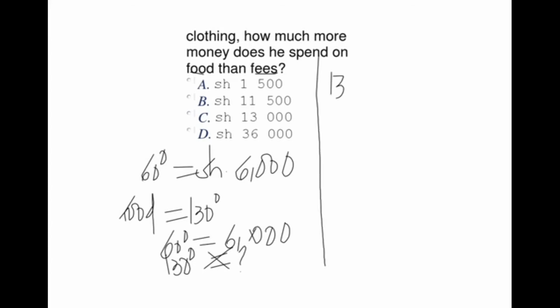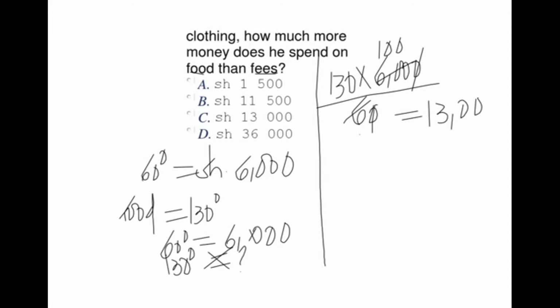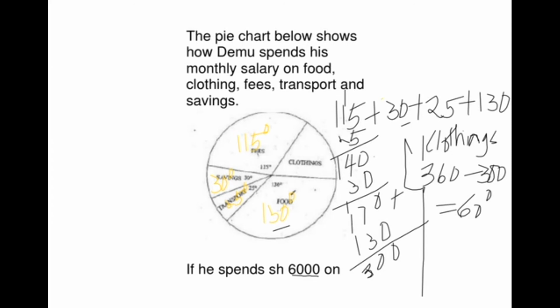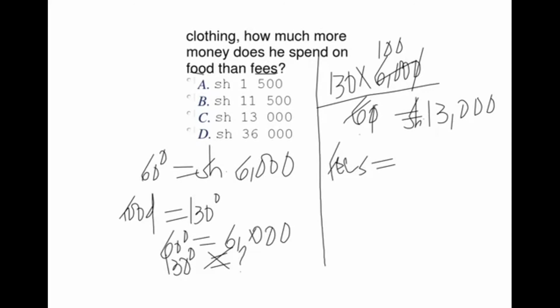So we have 130 multiplied by 6,000 divided by 60. The 0 and 0 cancel, 6 divided by 6 is 1, so 100. So 100 times 130 is equal to 13,000. This is the shillings for food. For fees, we have 115 degrees.